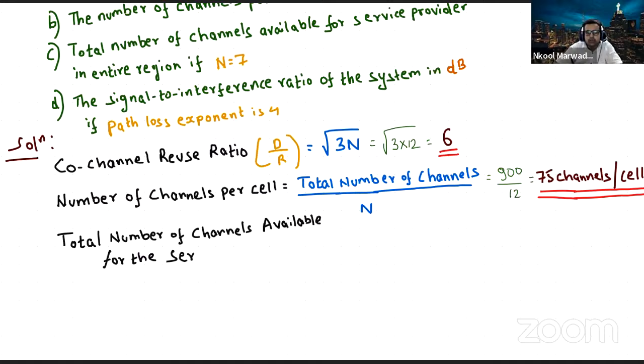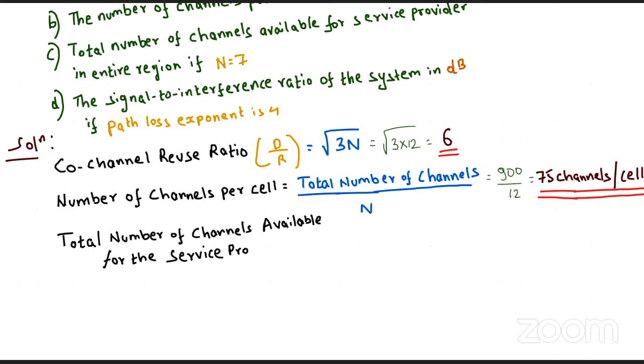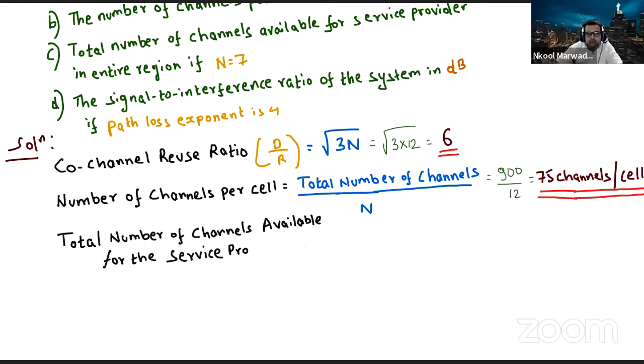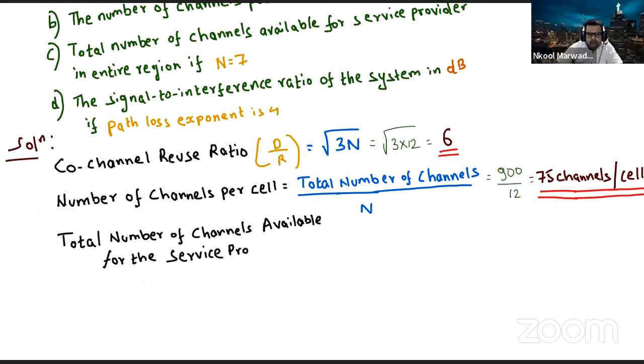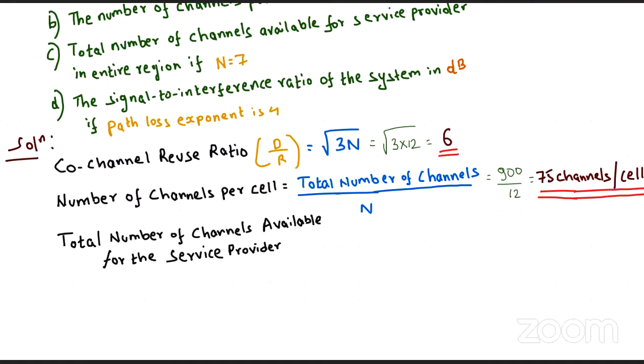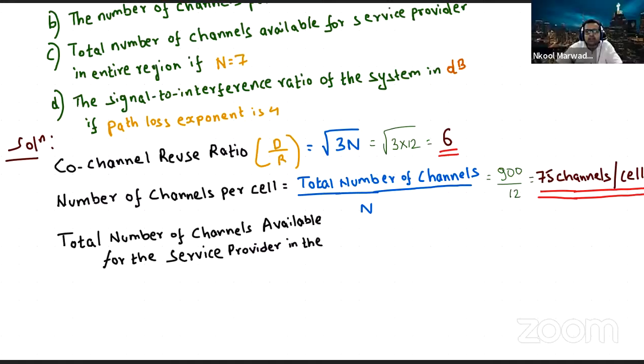But if the frequency reuse factor is 1, it means I only have one cell, like A, one cell. Then that one cell is the cluster itself. Then we don't call it the cluster also. It's not a cluster. Total number of channels available for the service provided in the entire region.